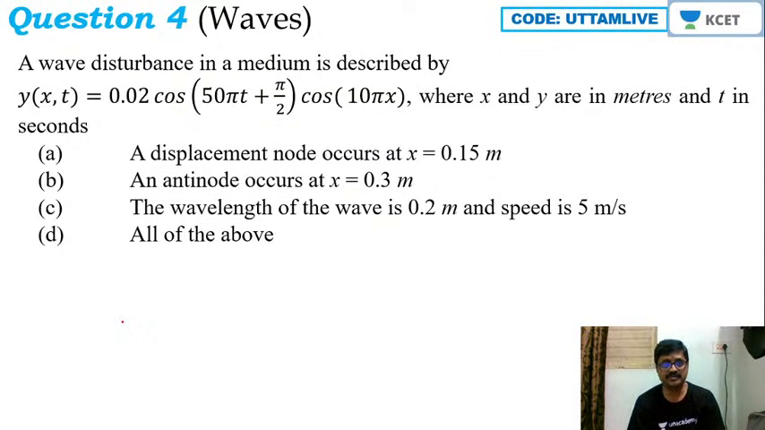Now let us go to question number 4. A wave disturbance in a medium is described by y of x comma t is equal to 0.02 cos of (50 pi t plus pi by 2) into cos of 10 pi x, where x and y are in meters and t in seconds. So let us check with the options here. Displacement node occurs at x is equal to 0.15, antinode occurs at x is equal to 0.3, the wavelength of wave is 0.2 meter and speed is 5 meter per second. And the fourth option is all of the above.